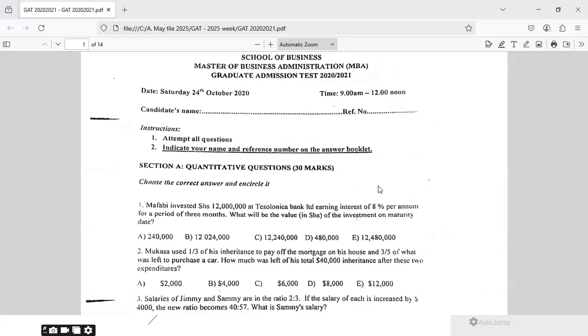Mukasa used a third of his inheritance to pay off the mortgage. So what we need to find out is how much amount was left after paying for the mortgage. We need to first find out that. So we are going to take a third of $40,000, and then we see what was left. So we proceed.